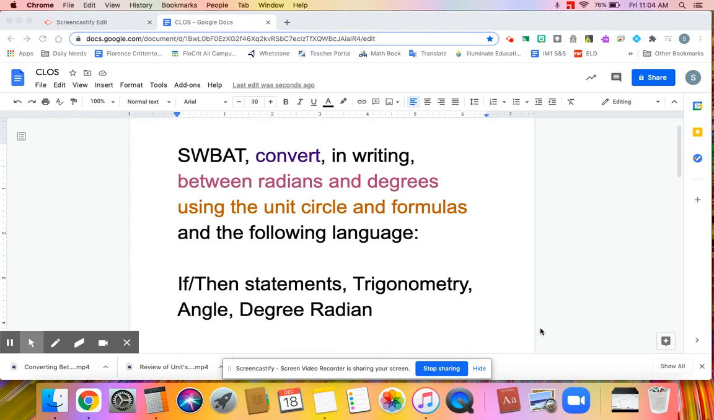The CLO for this lesson is that students will be able to convert in writing between radians and degrees using the unit circle and formulas, as well as the following language: if-then statements, trigonometry, angle, degree, and radian. So in your own words, what do you think you're going to learn how to do in this lesson?